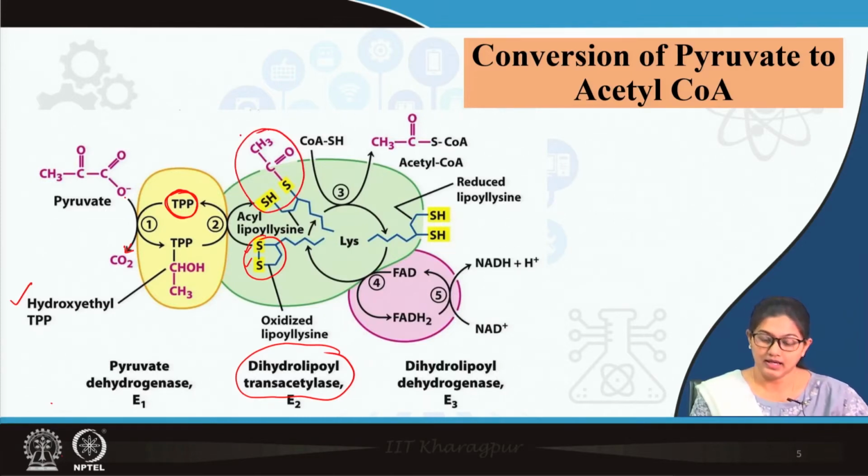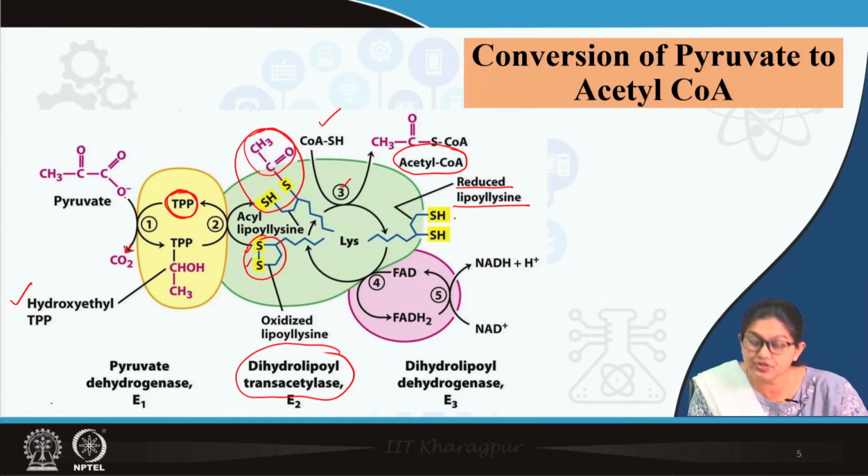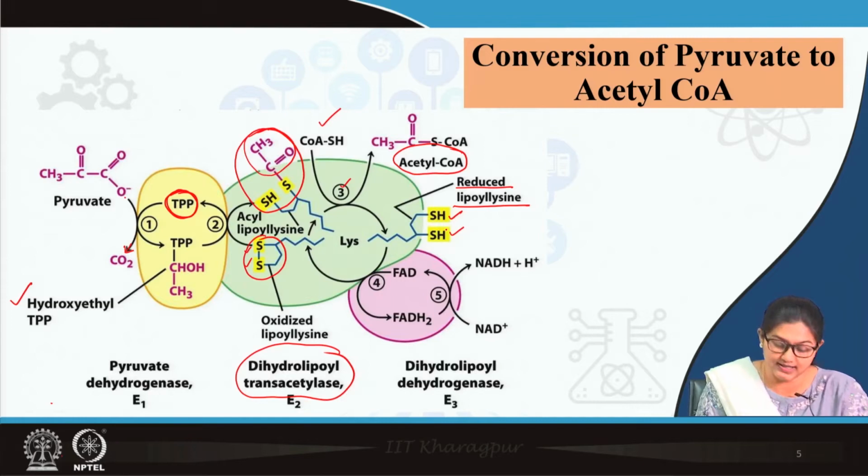Now, in the third reaction there is coenzyme A, which is taking up this acetyl group from the core enzyme, and it forms ultimately the acetyl coenzyme A, which regenerates reduced lipoyl lysine. So, this is the reduced lipoyl lysine. You can see the sulfhydryl groups are here reduced. So, all these are occurring inside the core enzyme, that is dihydrolipoyl transacetylase.